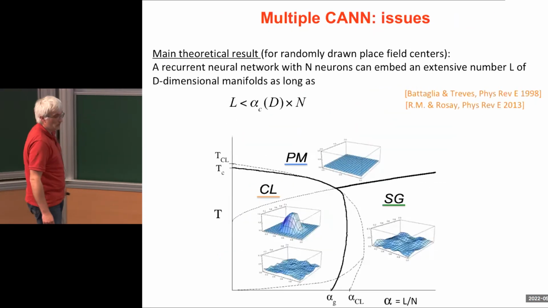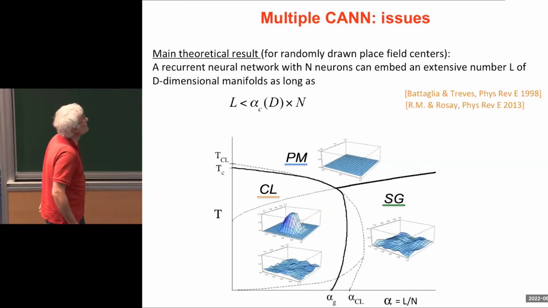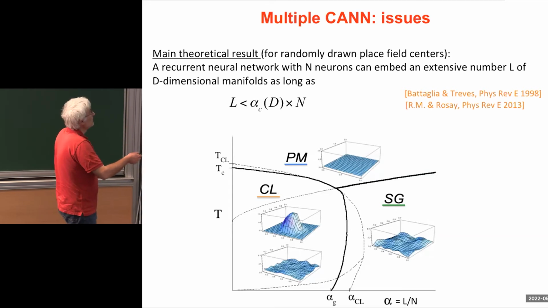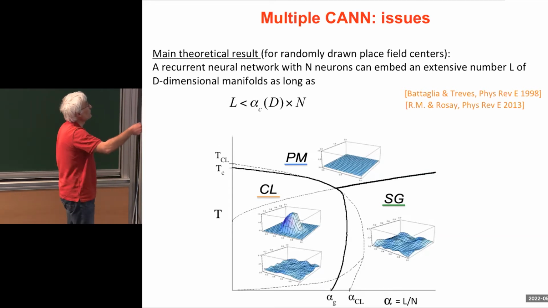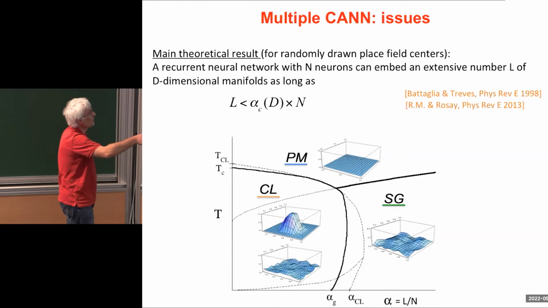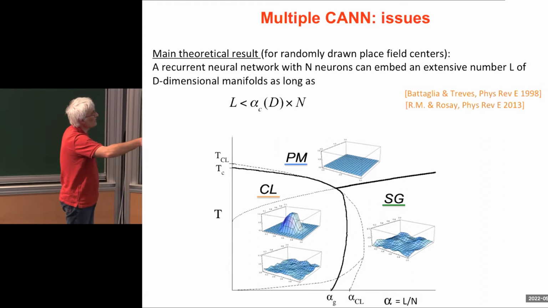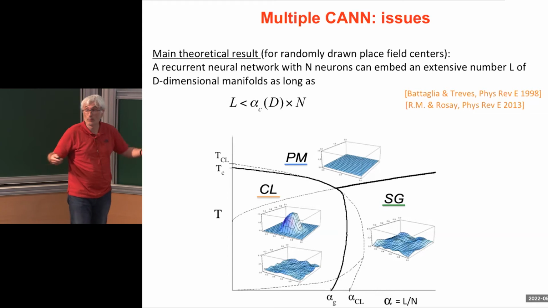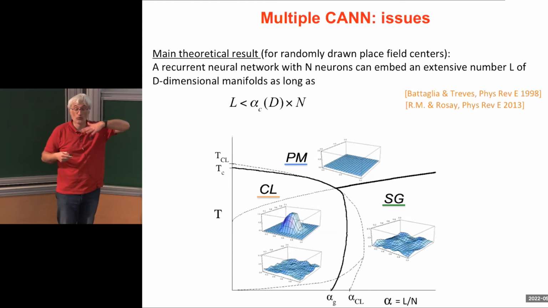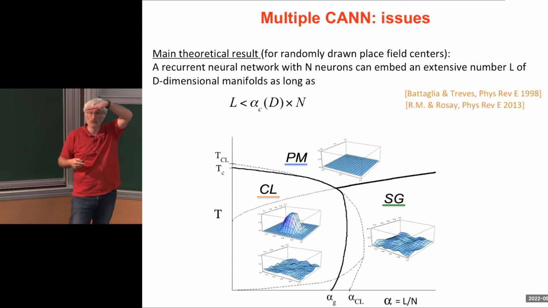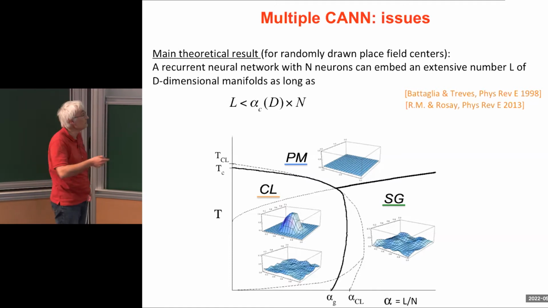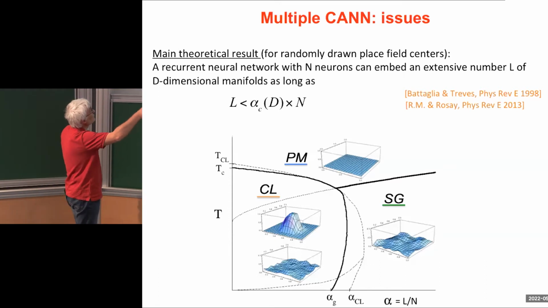So the main theoretical result coming from this, and I won't show the calculation, is that there is a phase diagram in the plane of two things: temperature and the ratio between the number of manifolds you want to embed divided by the number of neurons. Of course, if temperature is too high, then you get into the paramagnetic phase, and there is no information, like being in the vapor phase, the gas phase. You want to be in the liquid phase in order to get the bump of activity. So this phase is trivial here.